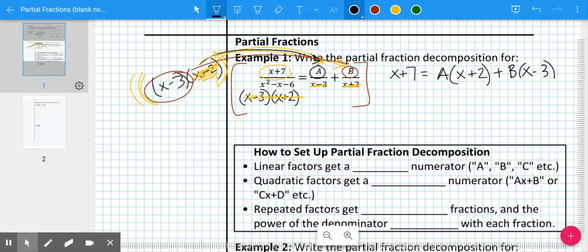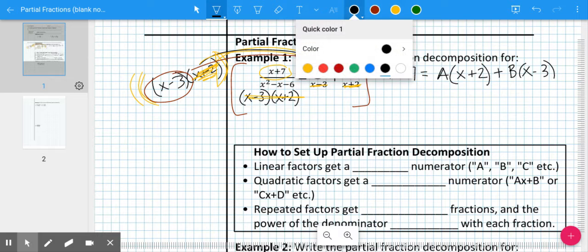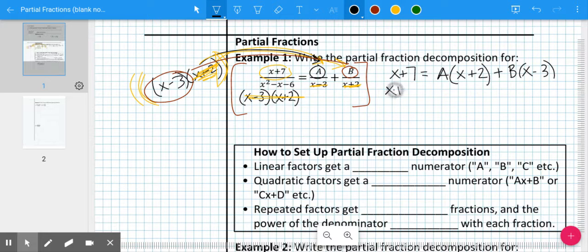What I have done is I have created an equation to help me solve for A and B. The problem is I have 3 variables in one equation, which can be difficult to solve. So here's what we're going to do. We're going to distribute on the right-hand side and call it Ax plus 2A and Bx minus 3B. And then we are going to group like terms.